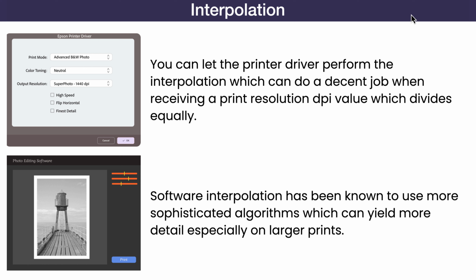So basically what we're saying here is if we actually interpolate those values inside of the editing software to make sure that they divide equally into the printer driver output, we run a better chance of not having any of those print artifacts that we mentioned in the previous slide. And again, these would be more likely to be seen as the prints become larger.